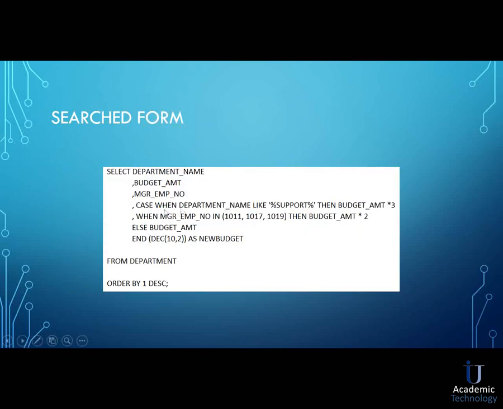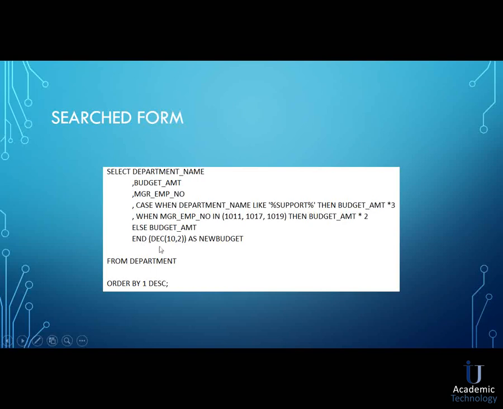So we're going to pull from the department table, budget amount, manager employee number, and then we're going to do a case when department name is like, so it contains support anywhere in there. It could have something before it, it could have something after it, but as long as it has support in there, then the budget amount, we're going to times it by 3. Or when the manager employee number is in one of these 3 numbers, then the budget amount times 2. Else, nothing. Just give me the budget amount.